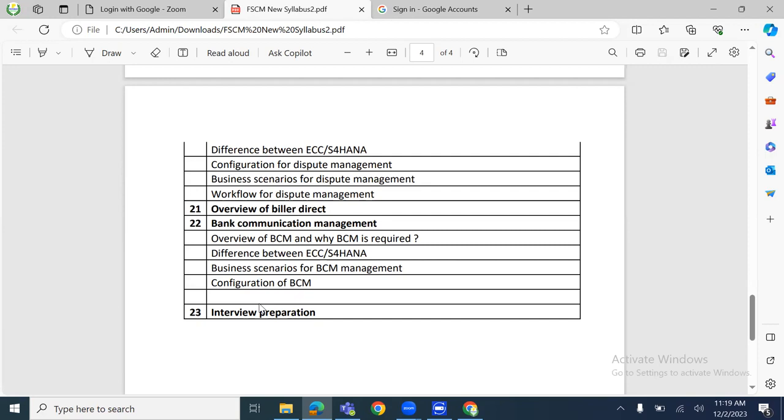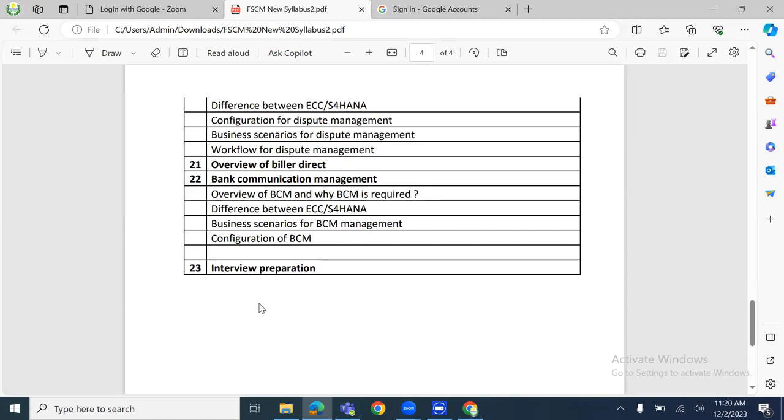Then the next topic would be bank communication management. So overview of the bank communication management, then what are the changes as compared with ECC and S4HANA? Then what are the business scenarios which would be required in BCM? Then configuration of the BCM, then the replication of the scenarios in the BCM. Then the last one is the interview preparation, what kind of questions we can expect during the interview, and how to prepare for the interview.